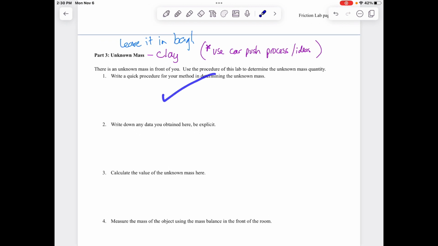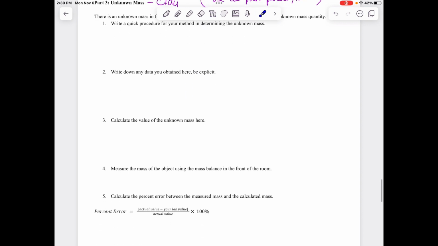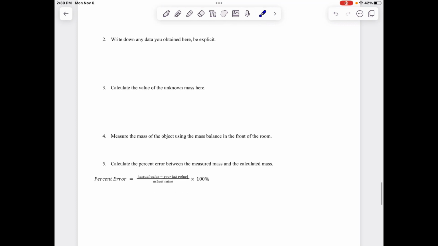I want to know your procedure. Write down the data that you get. You can include some screenshots there if you want. Make sure you talk about your unknown values and then try to find the mass. Then you can go up front and actually measure the mass and see what your percent error is. There should be a scale in the front of the room, a balance, for you to measure.